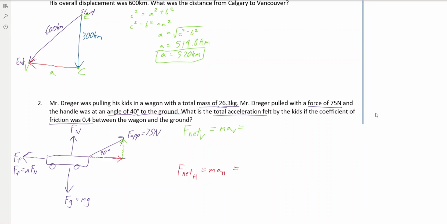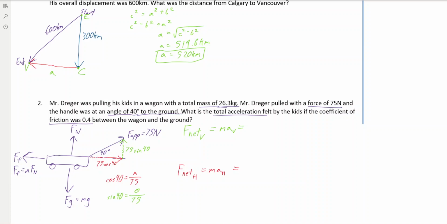using SOHCAHTOA rules. So we've got, in the red part, cos 40 equals adjacent over hypotenuse. Well, hypotenuse is 75. So it's 75 cos 40. Okay, same sort of process in green. We've got sine 40 equals opposite over 75. Well, that means we've got 75 sine 40 for our opposite. So that is our opposite.